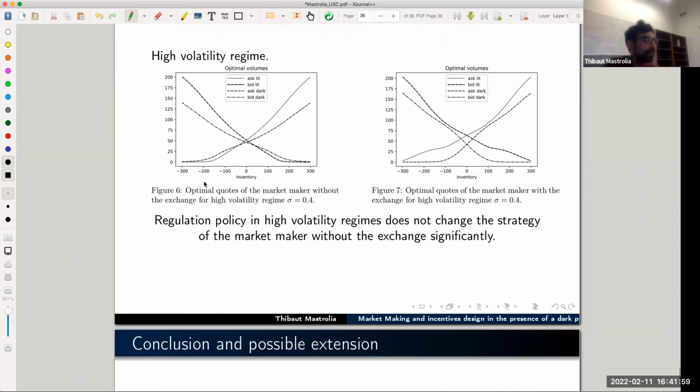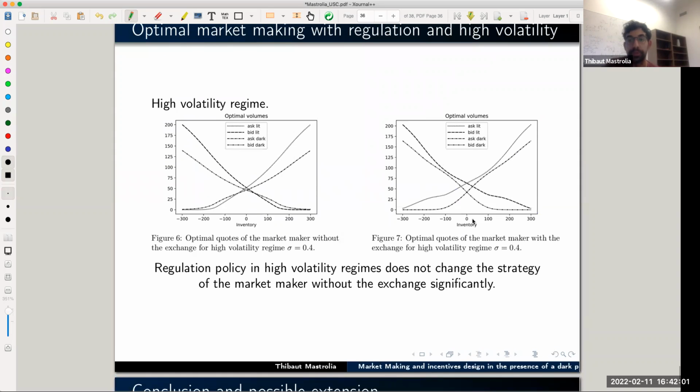So the problem is that if the volatility increases, so in a very uncertain environment, this is no longer the case. So we see that there is a sensitivity between the optimal quote of the market maker without the exchange or with the exchange. So this is almost the same graph. So if there is a lot of uncertainty, the success of the incentive policy has to be mitigated. It's not the case ever. Okay. So I wanted to finish with that. Thank you very much.